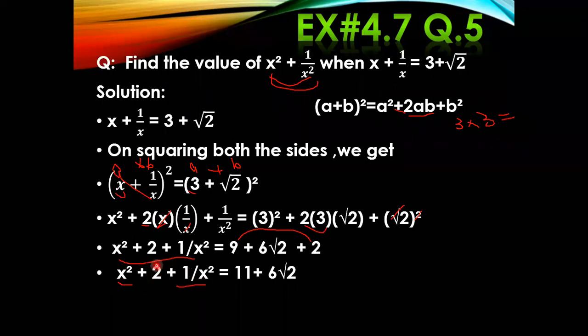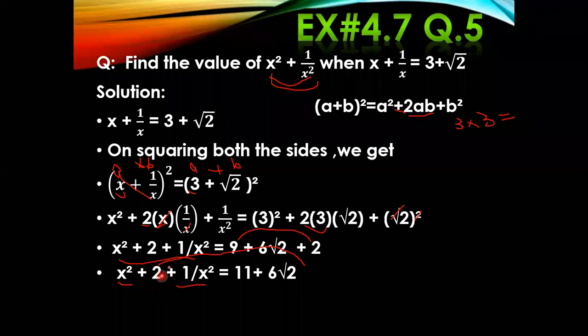This 2 is written here and this 2 is not required. So you will shift this 2 towards the right hand side. When you shift this 2 towards the right hand side, it will get subtracted. Okay, as you know that when we are shifting anything from right to left or left to right, we will change the sign.